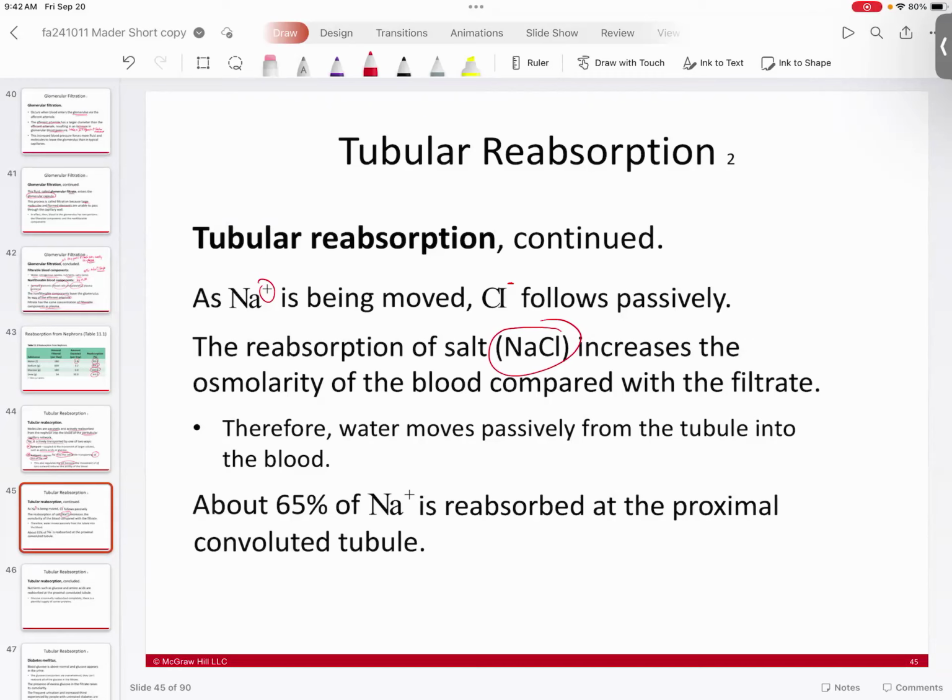And therefore, when water is in the filtrate, it's going to move passively by osmosis. Because remember, we said salt sucks. So if salt is going into your bloodstream, where's the water going to go? It's going to go back into the bloodstream. So about 2/3 of your sodium is reabsorbed at the proximal convoluted tubule. That's its job, reabsorb that sodium.